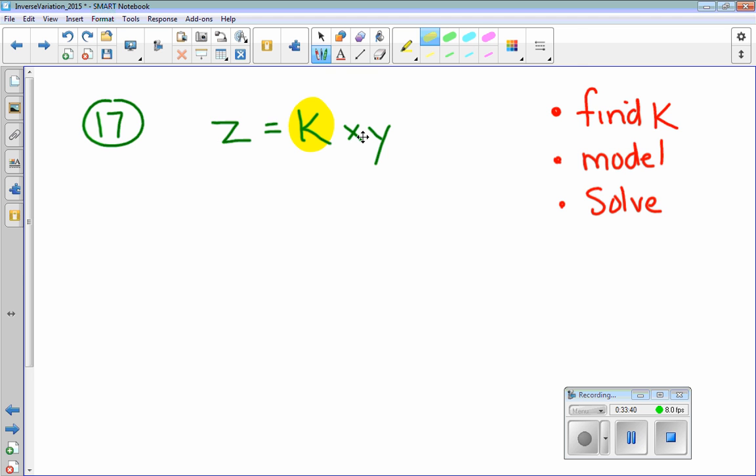X equals -8. So in X, I'm going to plug in a -8. Do I have a Y value? Yes. -3. And do I have a Z value? So I'm just literally plugging in the values it gives me into the equation to solve for K. That's all I'm doing.